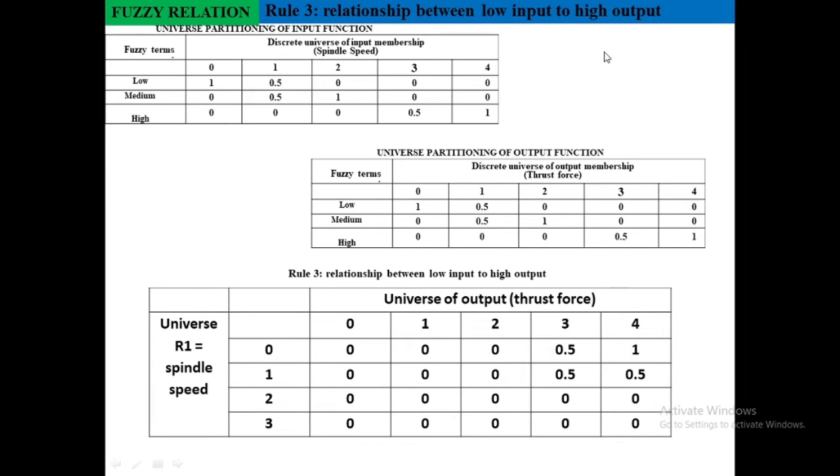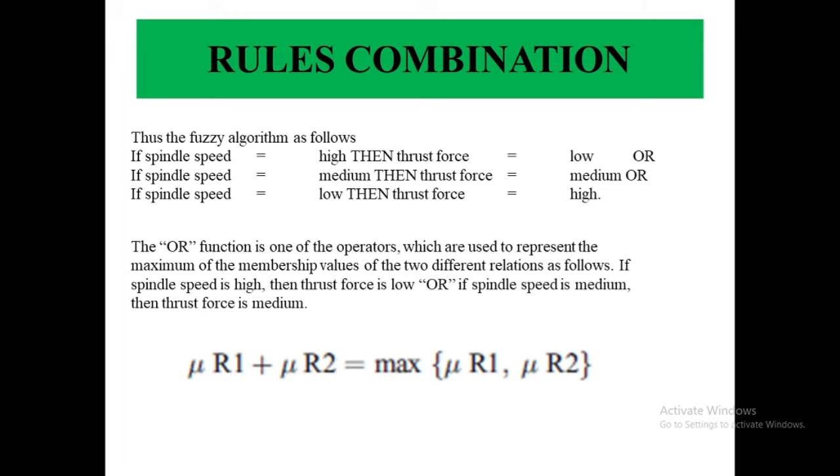Okay. After making these relationships, rules combination is the next step. How do I make the rules combination? Here you see the rules. That's the fuzzy algorithm as follows. The fuzzy algorithm follows the rule combination with logic functions. How do I frame the logic function? If spindle speed is high, then thrust force is low. Or, I use the OR symbol. If spindle speed is medium, then thrust force is medium. Again I utilize the OR function, which is a logic function. If spindle speed is low, then thrust force is high.